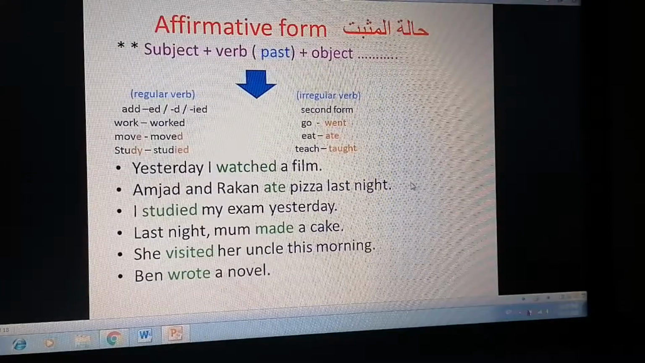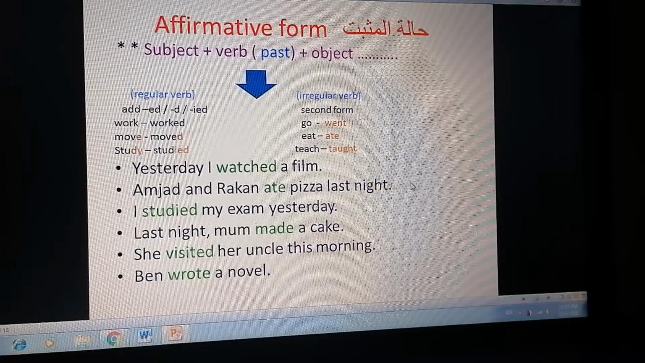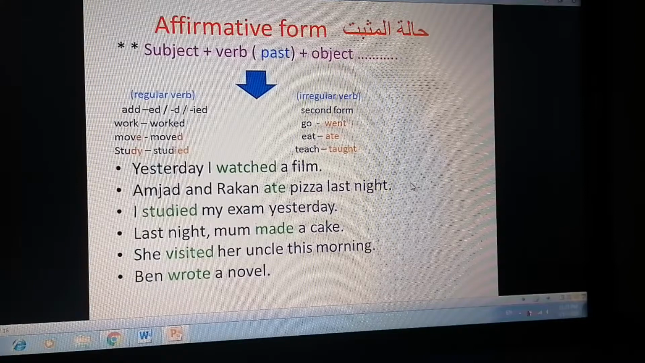The structures of sentence in affirmative form بحالة المثبت كيف تكون الجملة أو كيفية تكوين الجملة. Subject plus verb past plus object or complement the sentence. فعل ويكون في زمن الماضي أي past ومفعول به.